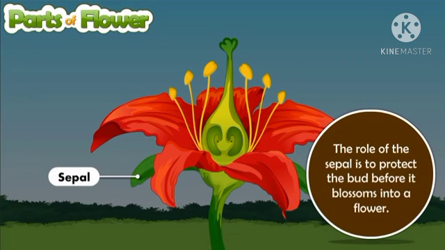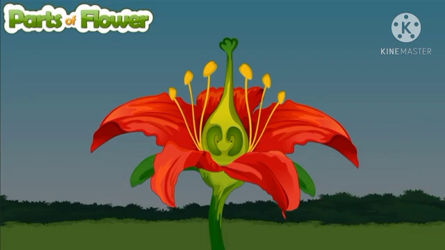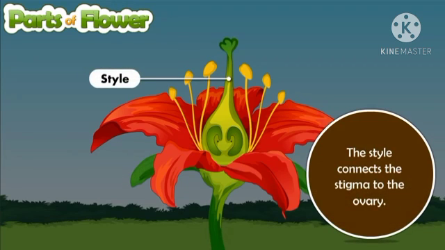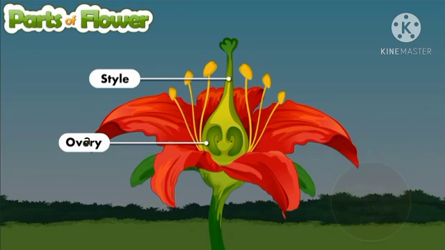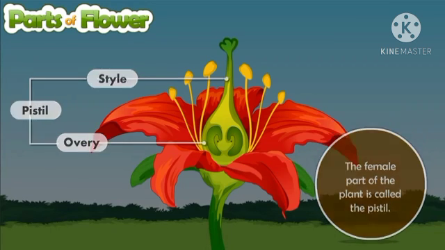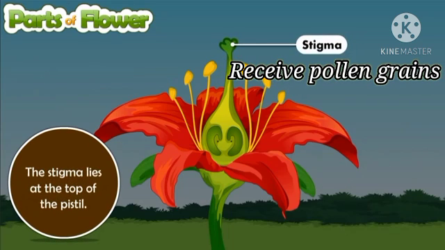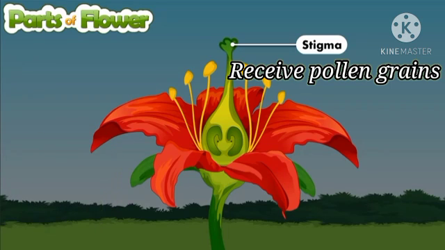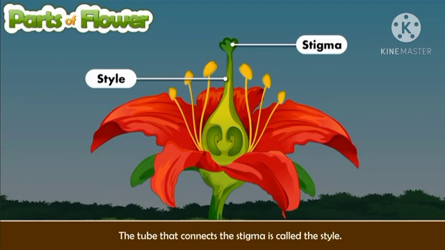This green colored part is called the sepal. The role of the sepal is to protect the bud before it blossoms into a flower. This part is called the style. The style connects the stigma to the ovary. The style and ovary are female parts. The female part of the plant is called the pistil. Stigma is also a female part, and the stigma lies at the top of the pistil and it receives pollen grains. The tube that connects the stigma is called the style.